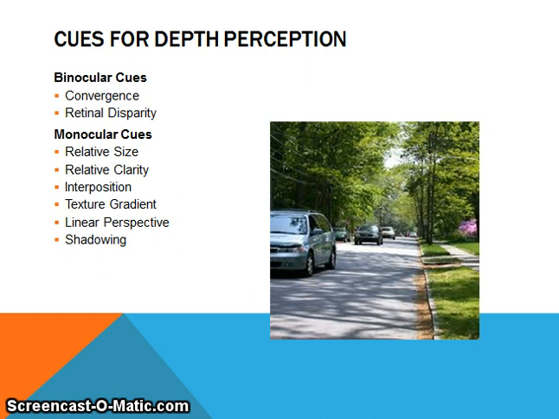The next is cues for depth perception, and those are broken down into binocular cues and monocular cues. The two binocular cues that we go over in this unit are convergence and retinal disparity, and the monocular cues are relative size, relative clarity, interposition, texture gradient, linear perspective, and shadowing.